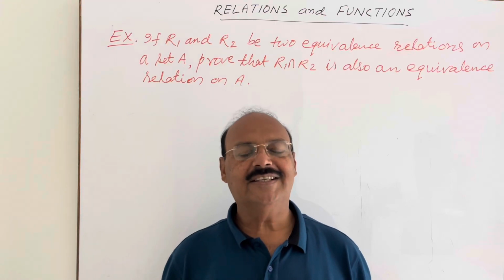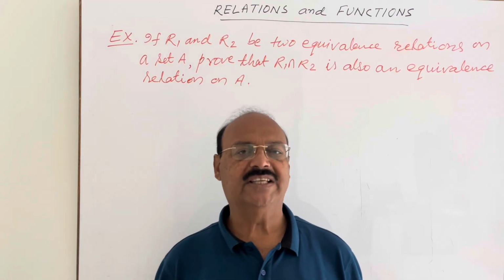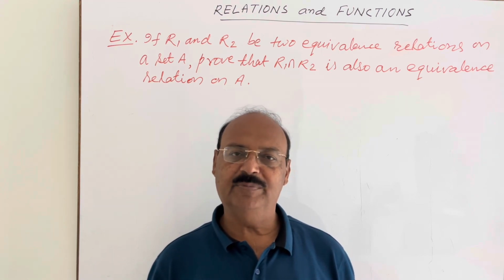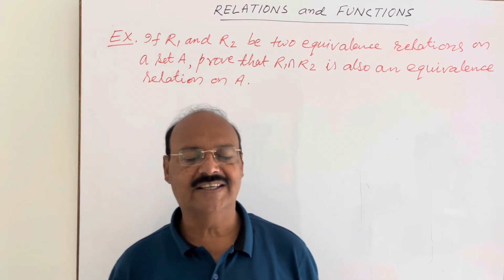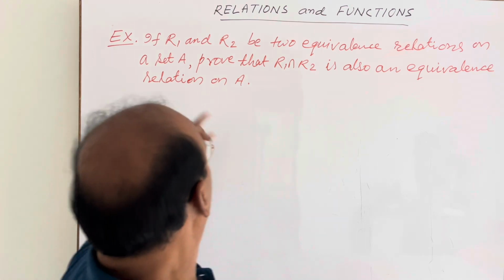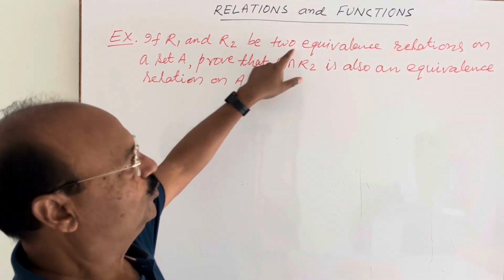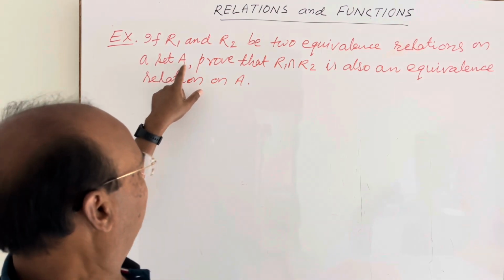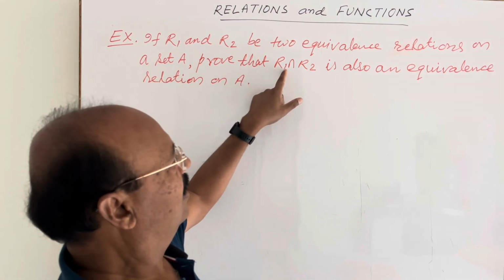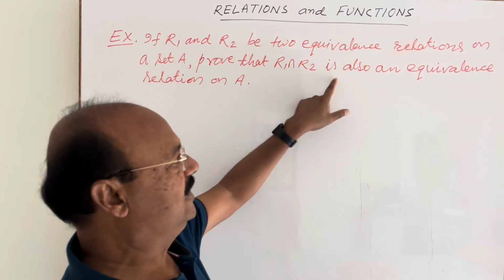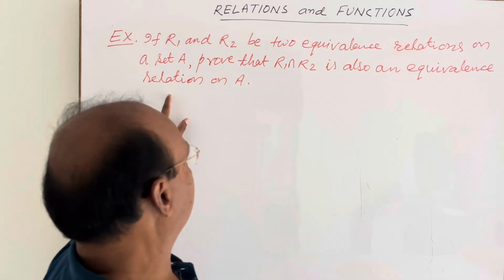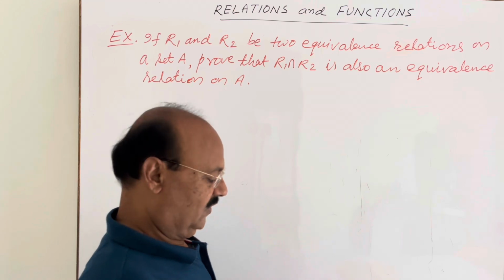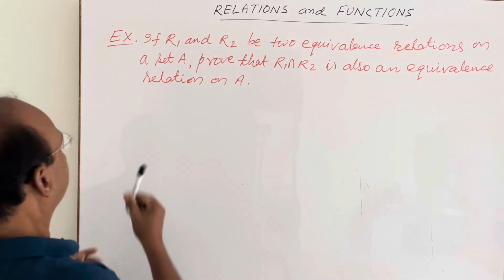Here we are discussing a very interesting question from the chapter Relations and Functions. The question is basically based on the topic relations. The question is: if R1 and R2 are two equivalence relations on set A, prove that R1 intersection R2 is also an equivalence relation on A. The solution is very interesting, so let us see it here.